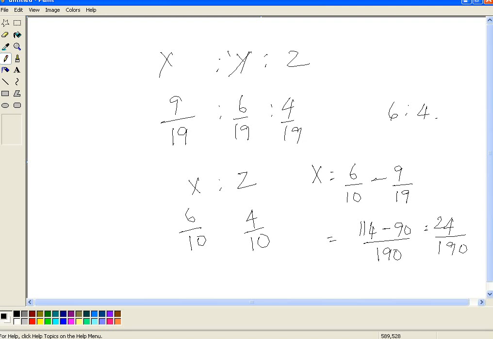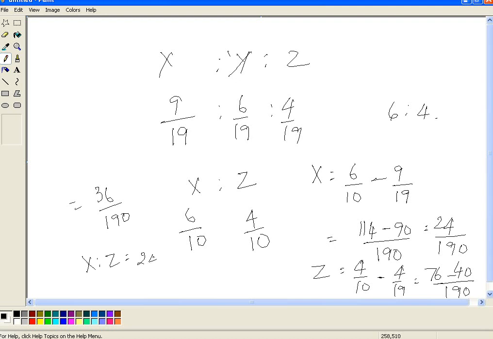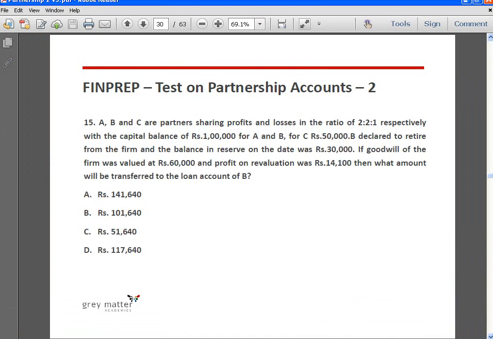Right? And Z's gain is 4 by 10 minus 4 by 19. Okay, so that will be 4 into 19 is 76. 76 minus 40, which is equal to 36 by 190, which means the gaining ratio between X and Z is 24:36, which can be further reduced to 2:3. Right? So this is the gaining ratio.